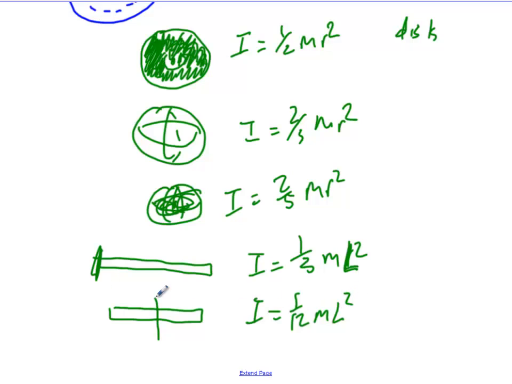And the reason for that, again, is more mass is closer to the center. Here you've got this mass close to the center and the rest of it's kind of far out. Now this mass is all close to the center and none of it is as far out as it used to be. So 1/12 ml squared. Like I said, there is a table in the book on different moments of inertia for different shapes.